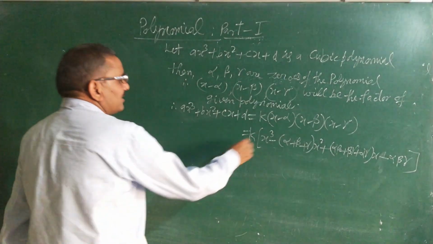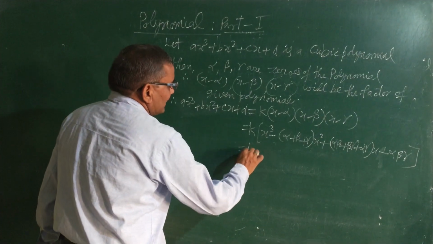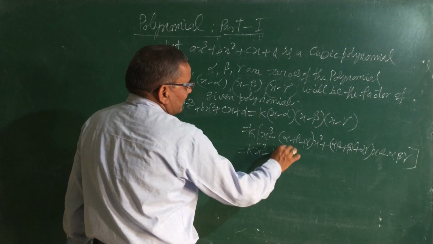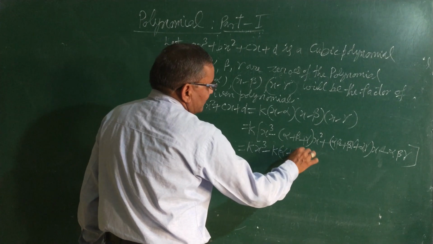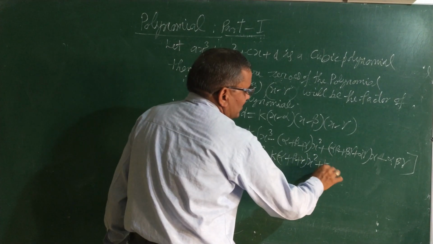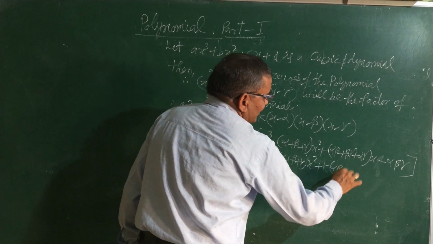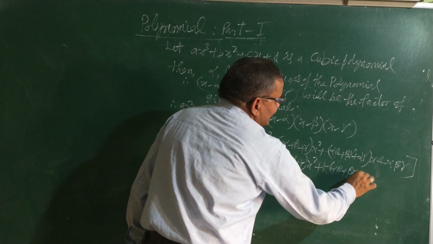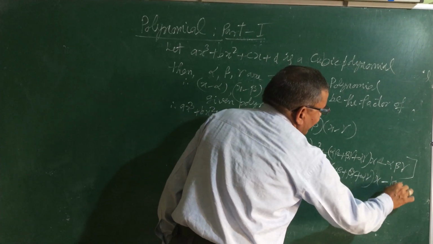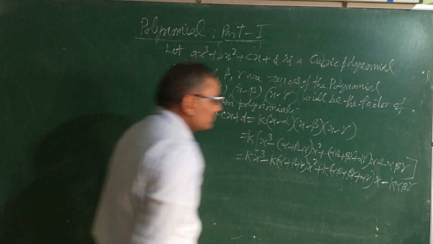Now this can again be separated. This is equal to k times x cube minus k times alpha plus beta plus gamma into x square plus k times alpha beta plus beta gamma plus alpha gamma into x minus k times alpha beta gamma.